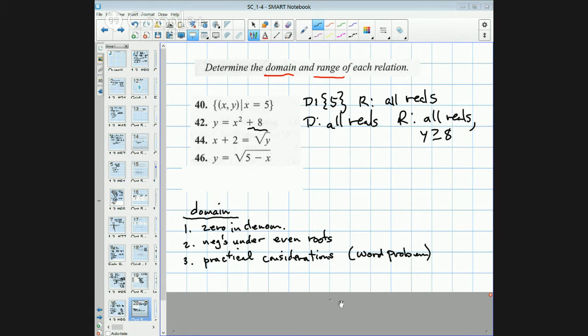Number 2, we can't deal with negative values underneath square roots or under even roots. I say even roots, meaning square roots or 4th roots or 6th roots or 8th roots. Odd roots are okay. Cube root, 5th root, but it's those even roots that cause problems. And then number 3, practical considerations. These only come up in word problems. Let me give you an example. You're doing a word problem, and it asks you how many voters voted for the first candidate. Well, is it going to make any sense that when you're all done, you get an answer like 3.6?